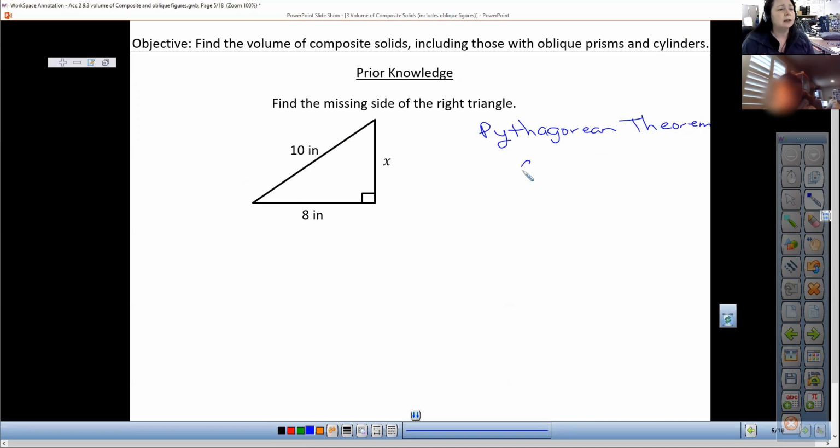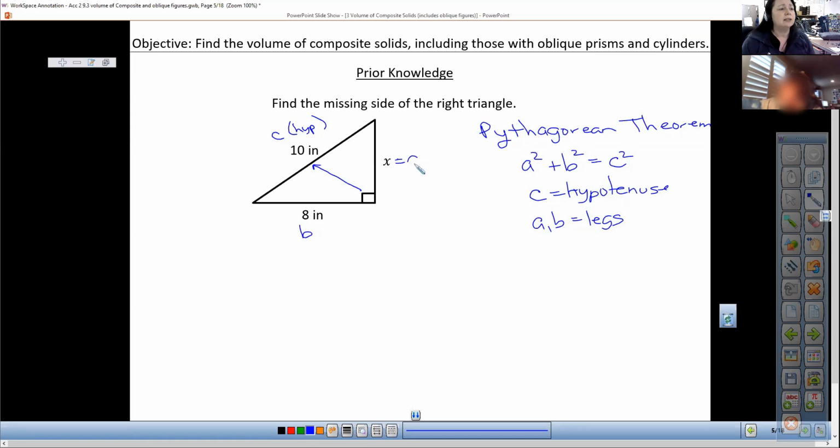The Pythagorean theorem is a squared plus b squared equals c squared, where our c is always the hypotenuse. And remember that the hypotenuse is across from the right angle. So that makes the 10 inches our c, the hypotenuse. And for the a and the b, which are what we call the legs, it doesn't matter which one's which. I can make the 8 the a, or I can make it the b, does not matter.